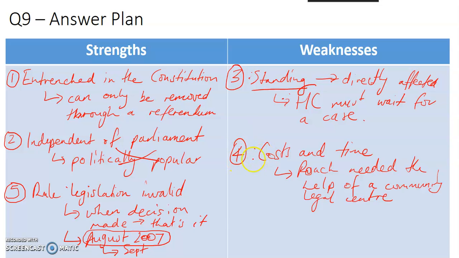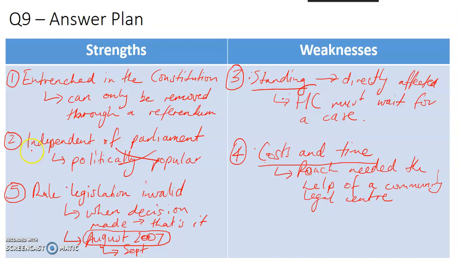Further, it's significantly expensive and time-consuming to take a case to the High Court. This can discourage lots of people from trying to protect their rights, and lots of ordinary people simply don't have the resources. In the Roach case, she needed the help of the Human Rights Law Centre in order to initiate a claim.